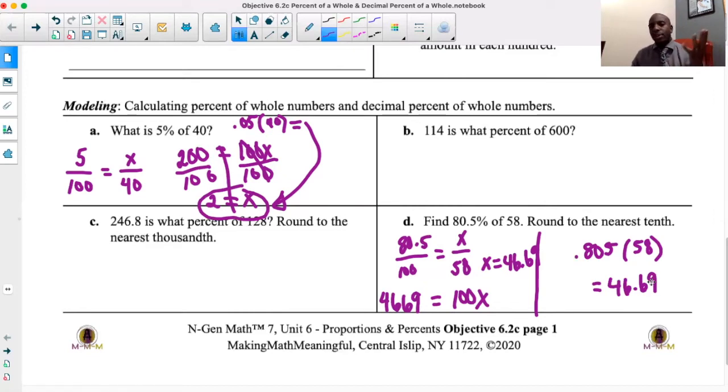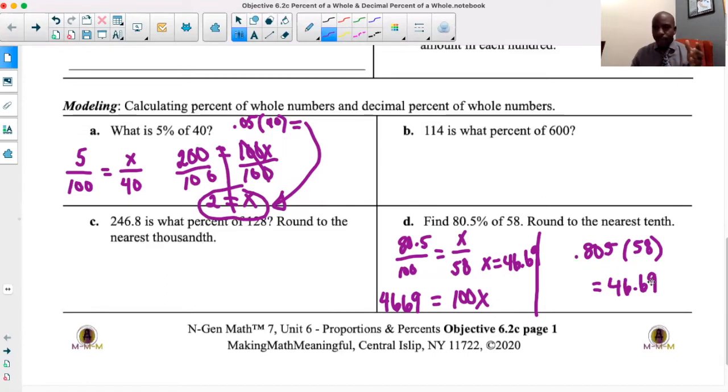Well, Mr. Whitford, I knew that. It's easy. Look, 114 is smaller than 600. That means it has to be the part and 600 has to be the whole. Not true. Look at the wording for C. 246.8 is what percent of 128?